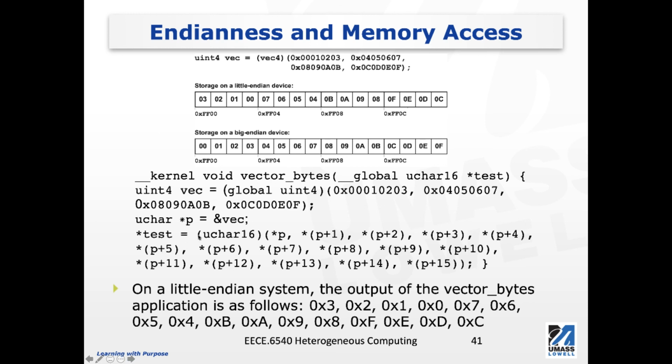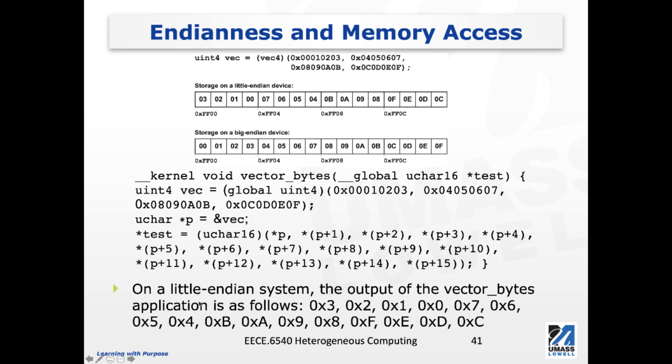And then we're going to be initializing this test, which is the buffer in the global memory. We will initialize with the values at these pointers p, p plus 1, p plus 2, p plus 3, until p plus 15. What we're doing here is retrieving the individual bytes. We will increment the pointers by 1 at a time, and retrieve these values one by one. And then we use these values as the initial values to initialize this test buffer object in global memory.